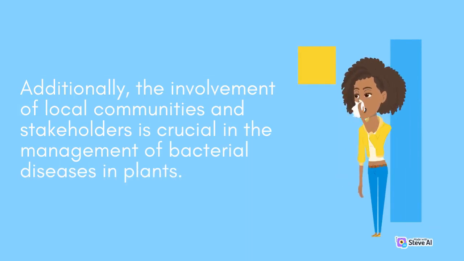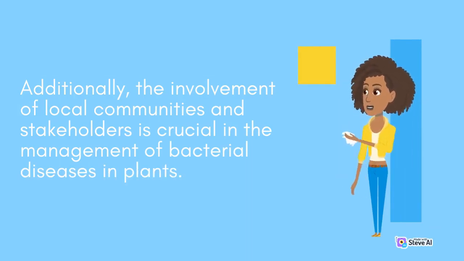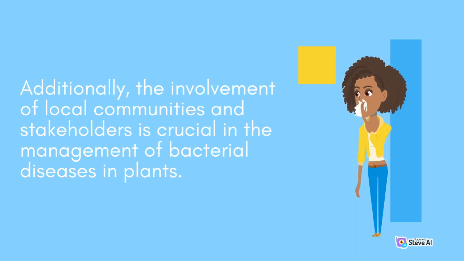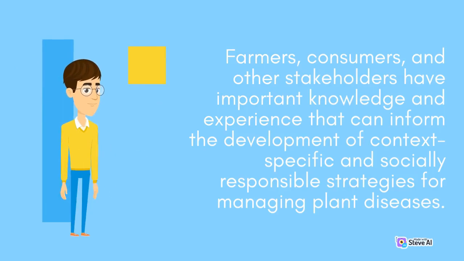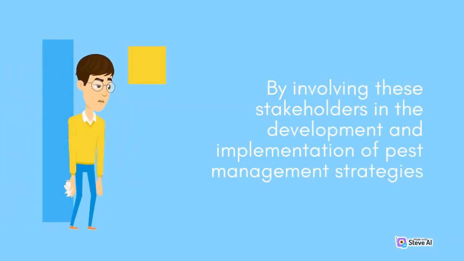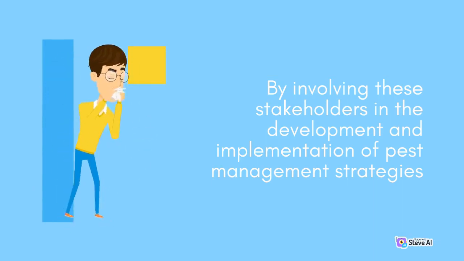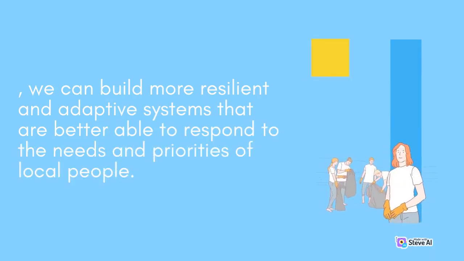Additionally, the involvement of local communities and stakeholders is crucial in the management of bacterial diseases in plants. Farmers, consumers, and other stakeholders have important knowledge and experience that can inform the development of context-specific and socially responsible strategies for managing plant diseases. By involving these stakeholders in the development and implementation of pest management strategies, we can build more resilient and adaptive systems that are better able to respond to the needs and priorities of local people.